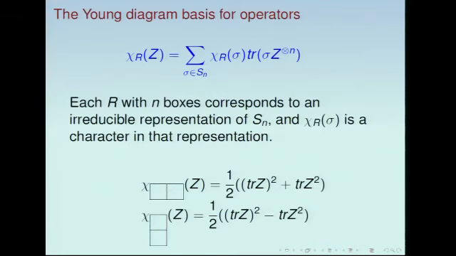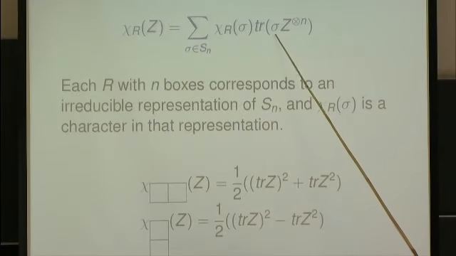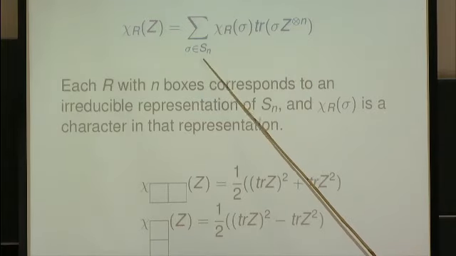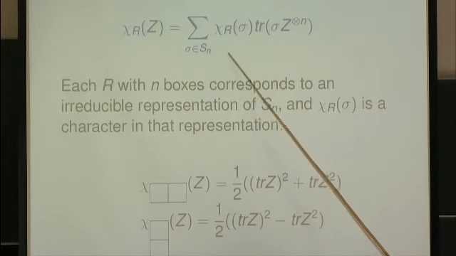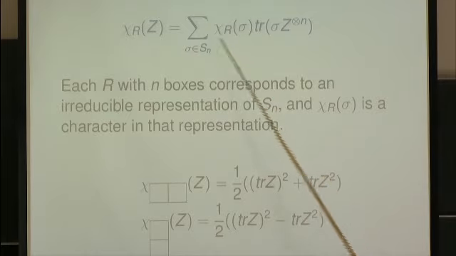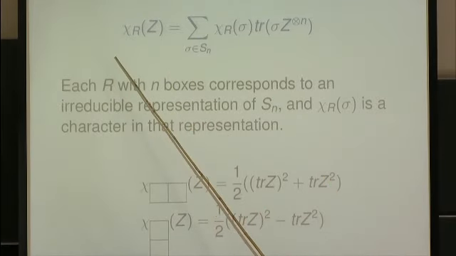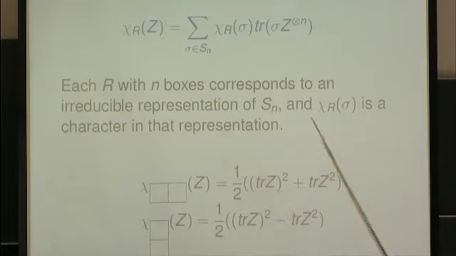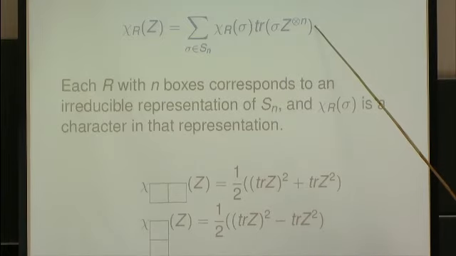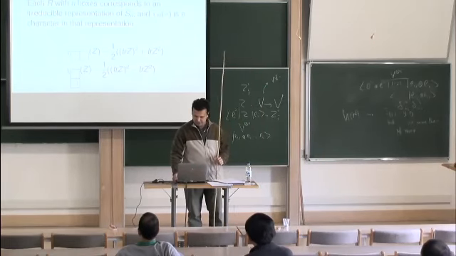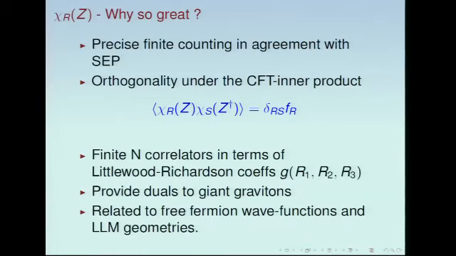So that's the multi-trace operator, parameterized by a permutation. Now you just sum over all permutations weighted by the character of that permutation in some representation R. Now you get something labeled not by permutations but by representations. So that's the Young diagram operator. So it's some linear combination of multi-traces. For example, if you have the symmetric with two boxes, it's that particular plus combination, and the antisymmetric is that minus combination. So what is so great about this basis?